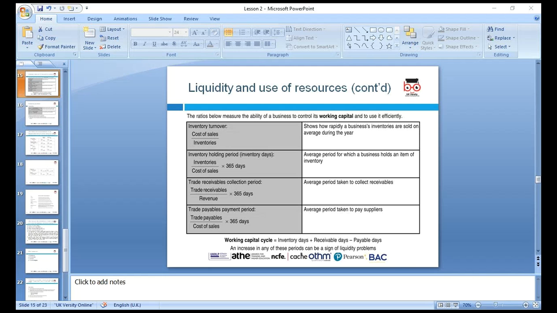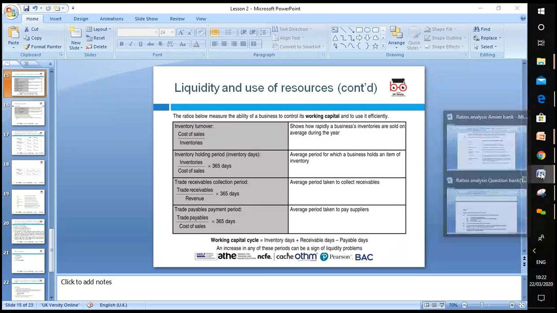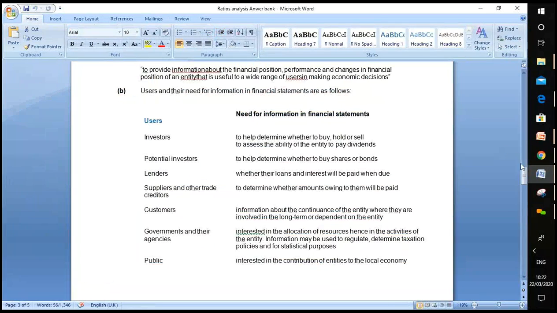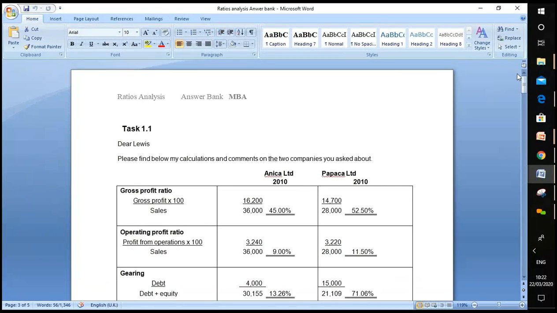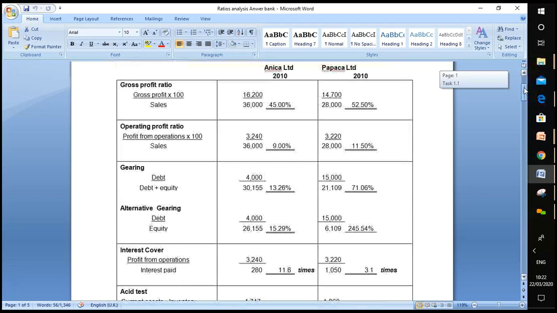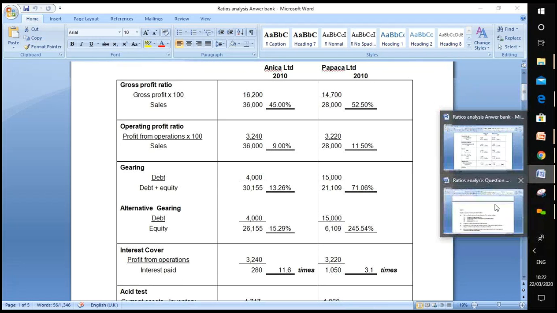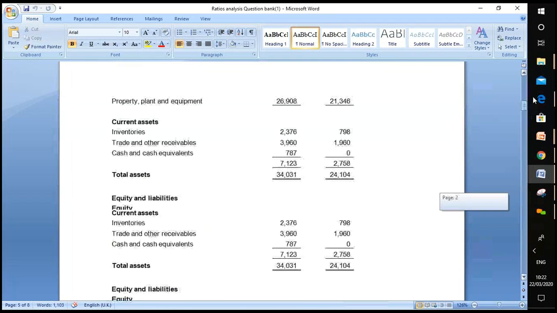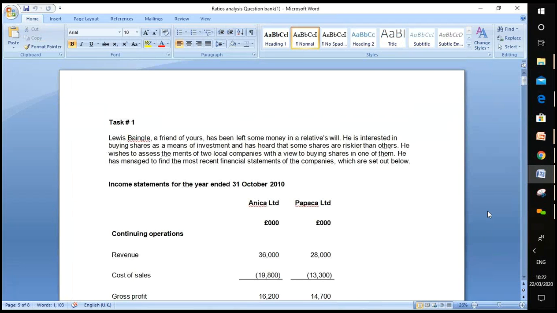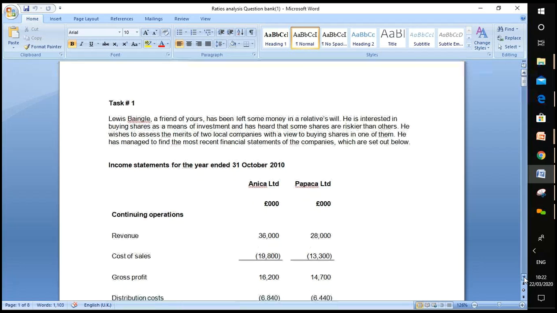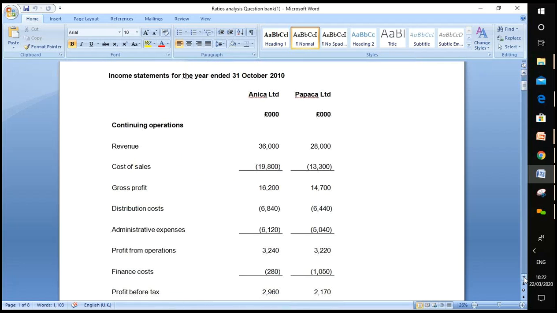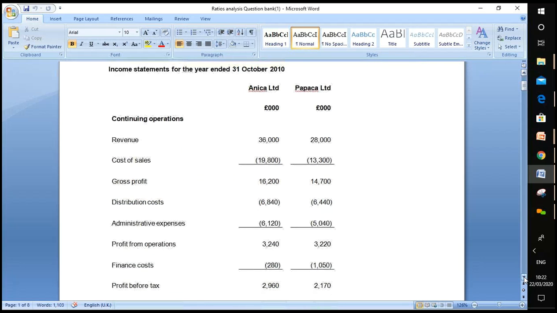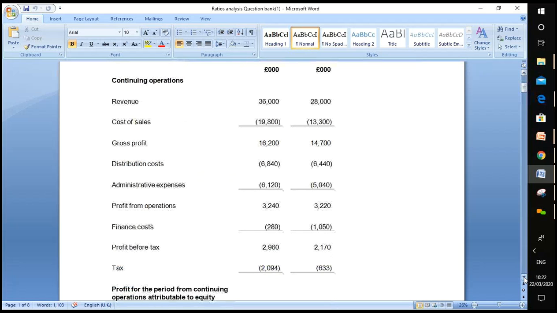I'll send you this handout. I'm just using not a real company now, but we'll use some, and we can use a real one as well. So first, we'll go through the question that was asked. We have two companies in the task, Anika and Papika. We can say company A and company B. If we look here at the revenue, these are very straightforward figures, so easy to understand.